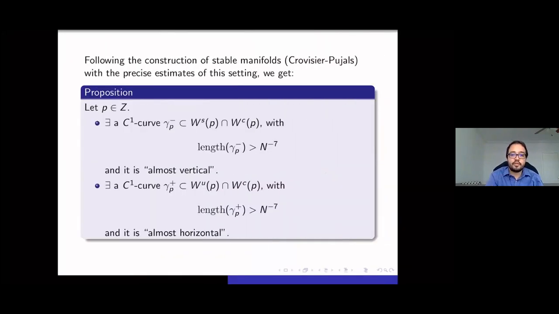You can also do the same thing for the unstable manifold, and you find a curve inside the unstable intersected with the center with a good uniform lower bound. And in this case, it's almost horizontal. So this is the main technical thing up to this point: to combine all this information, trying to use Pliss lemma, trying to use these constructions, getting better estimates of Lyapunov exponents. You combine all these things to get this statement, which says that for many points, you have good stable and good unstable of uniform size and good directions.